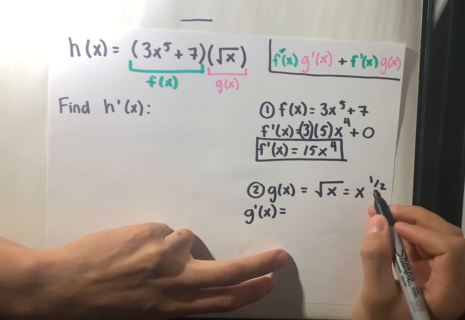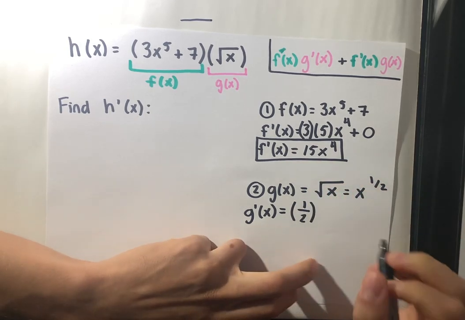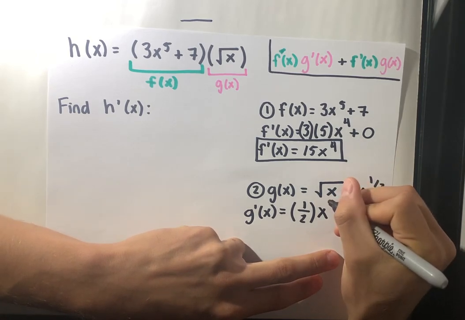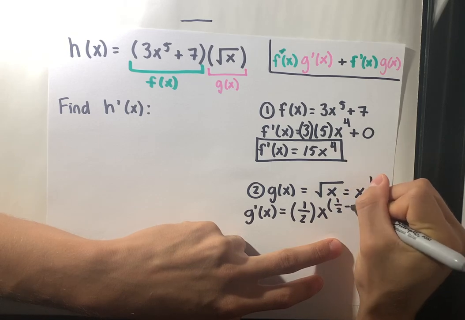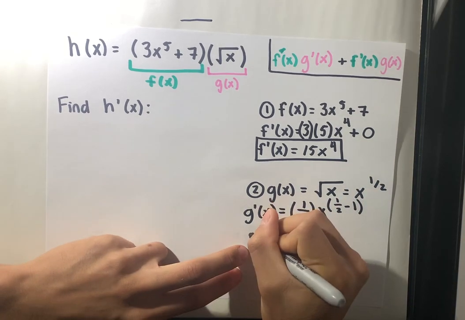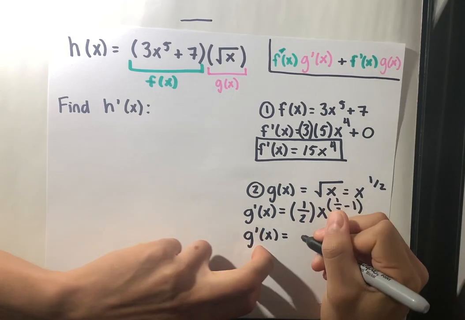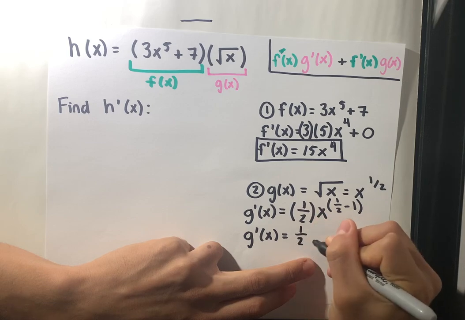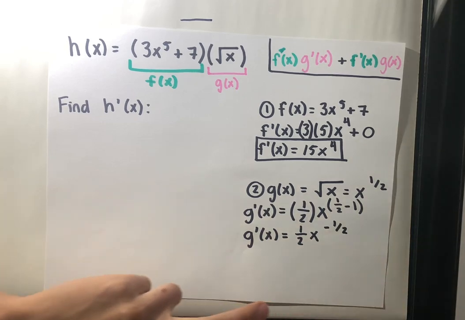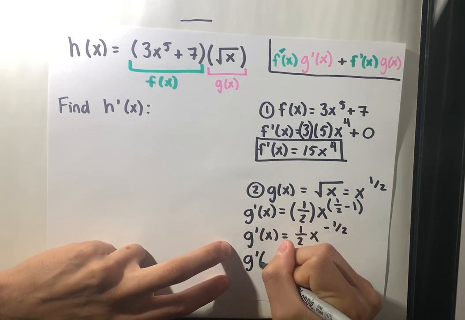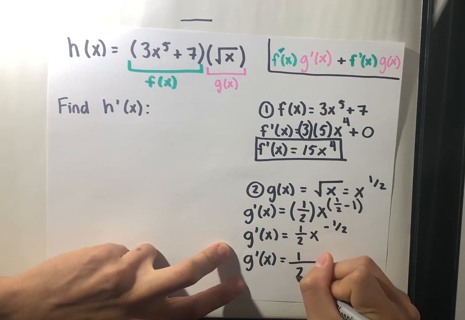We know that we bring down the n, and n in this case is 1/2, multiplied by x to the power of n minus 1. And n minus 1 is 1 over 2 minus 1. So now we can simplify the power a bit. We have 1 over 2 times x to the power of negative 1/2. Now if we simplify this to its best terms, we get 1 over 2.